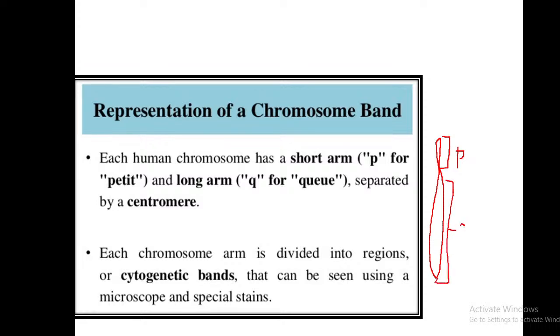So chromosome usually has 2 arms. One arm of the chromosome is short, denoted as P, and the long arm is denoted as Q. Q, you can remember as the letter after P. It is separated by a centromere. And each chromosome is divided into bands, and the bands we get as a result of this staining techniques. We have different bands in the chromosome. This is simply what we get in karyotype.